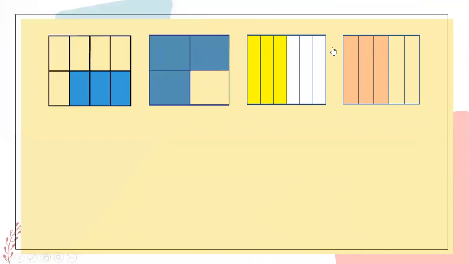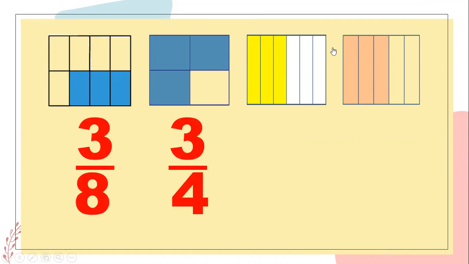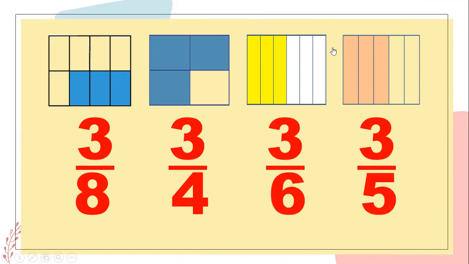Let's study the following set of fractions. We have 3/8, 3/4, 3/6, and 3/5. As you can see, these are fractions with the same numerator. And when I say dissimilar fractions, they don't have the same denominator. Maybe they have the same numerator.